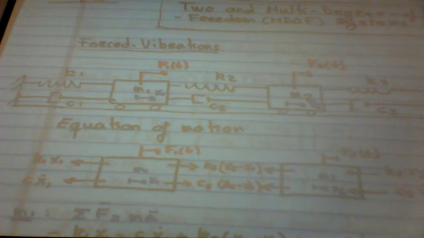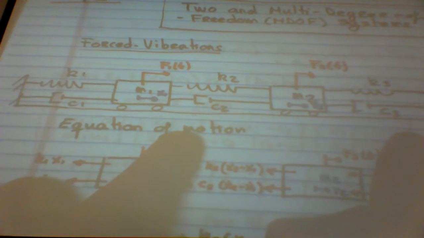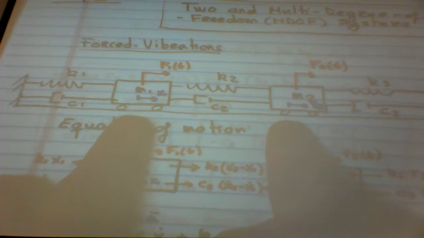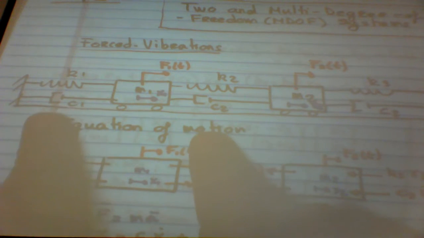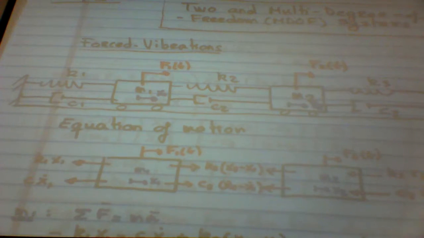If you think about it, physically what could be happening here? The two objects could both be moving to the right. Both objects could be moving to the left. This one could be moving to the right and this one to the left, or this one to the left and this one to the right, no? So we need to be able to explain that physically.